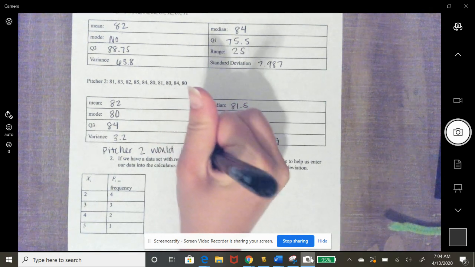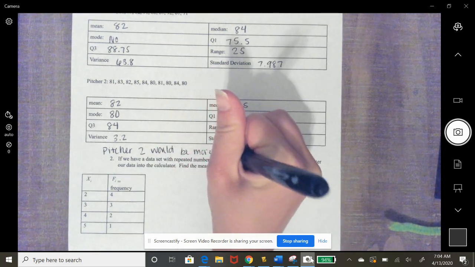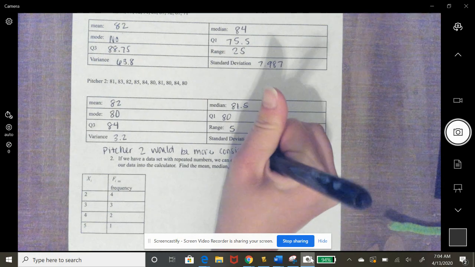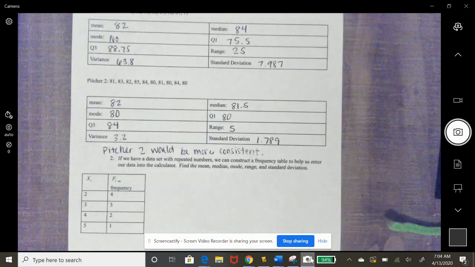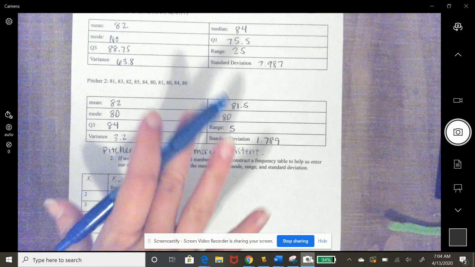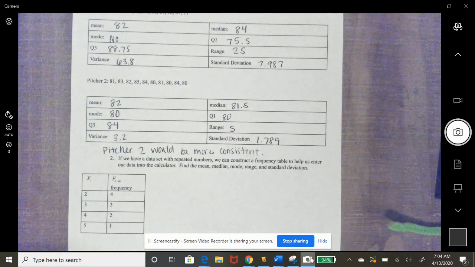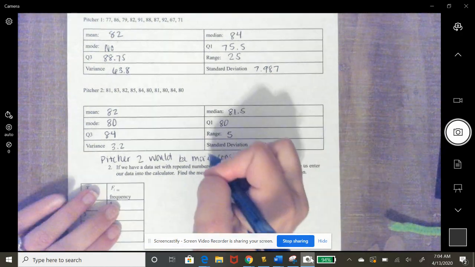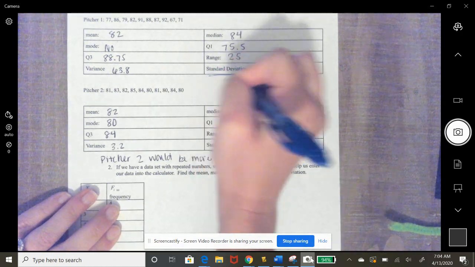And there are ways to argue the other picture. It's not necessarily that being consistent is always the best. Sometimes it's good to be inconsistent because if you're a pitcher, maybe you want some that are fast and some that are slow. But these are just fastballs, so we want them to be consistent on this point. Okay, so as long as you can back it up with your data, that's what you're looking for. Remember, standard deviation is what tells you consistency.